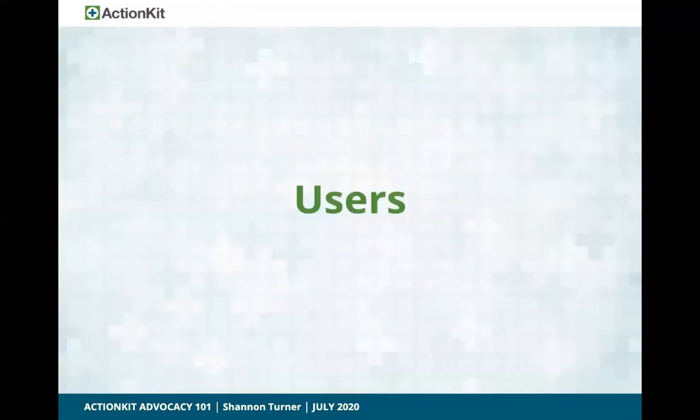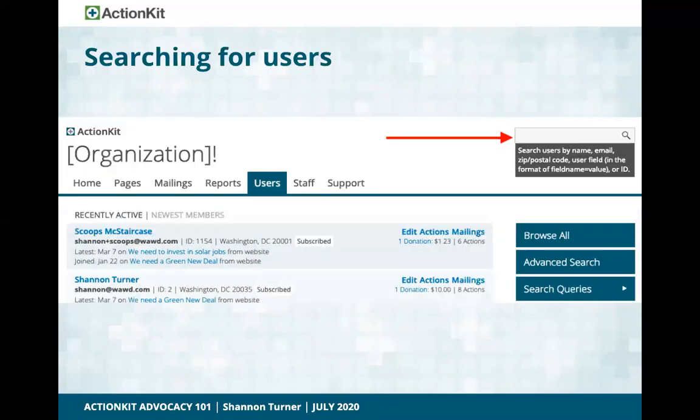Let's move on to users. We're going to briefly cover users, specifically how to find users and view their action, mailing, and donation history. So from the Users tab, you can search using the search box up top, which lets you search users by name and email, zip code, or if you have it memorized, the user ID.